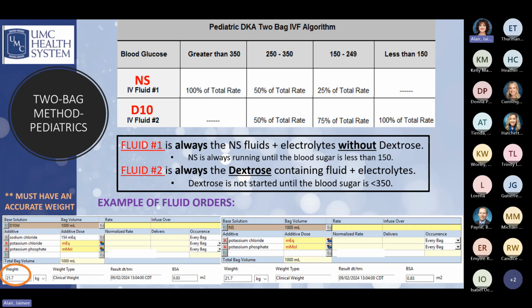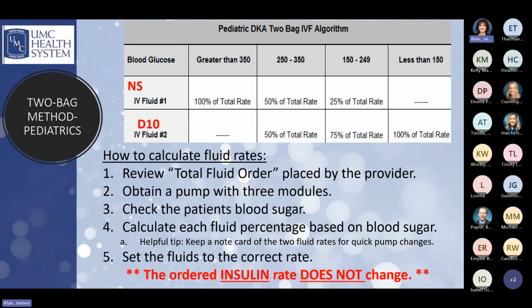Whenever the physician is ordering the fluids, they're adding all of this. So it comes to us pre-made, but it has the potassium, chloride, and phosphate in both bags, and that's based on the patient's clinical weight. So we want to make sure that we have an accurate weight on the patient prior to all this being ordered.